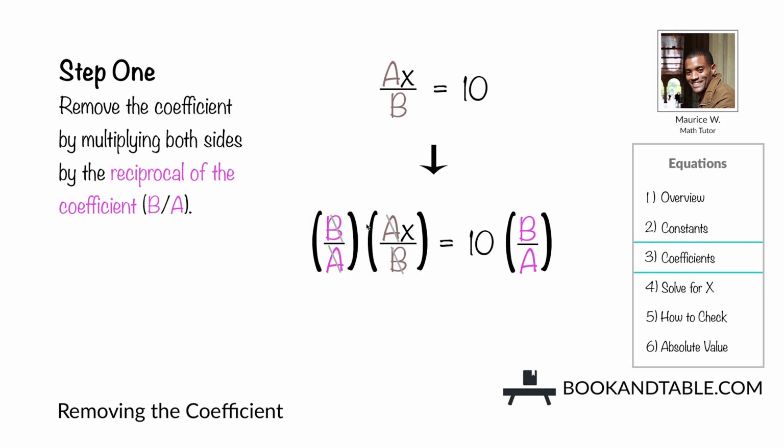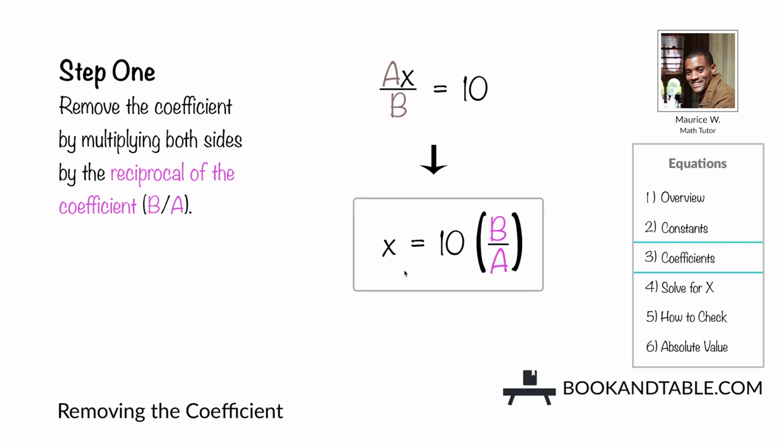Since we're multiplying the left side by B over A, we want to multiply the right side by B over A. And again, what's happening here is B divided by B is equal to 1. A divided by A is equal to 1. 1 times X would just give us X. So the final result would be X is equal to 10 times B over A.